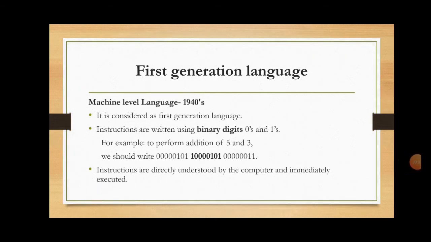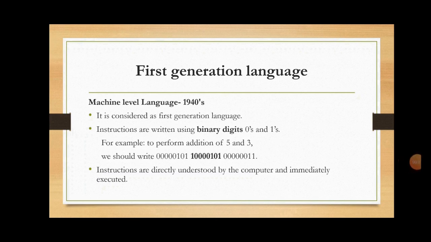Similarly, to perform subtraction, multiplication and division, you must remember the binary equivalent of each operation. Since all the instructions are written using binary digits, these instructions are directly understood by the computer and immediately executed.